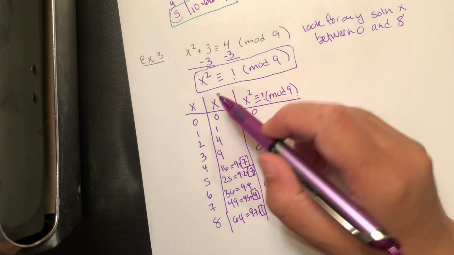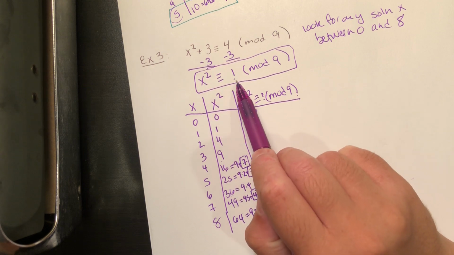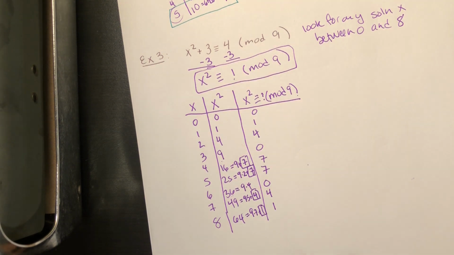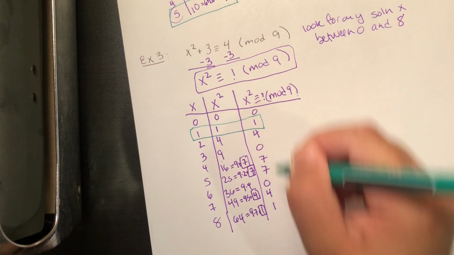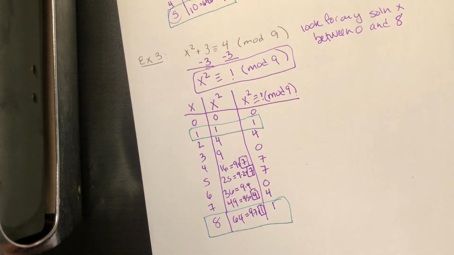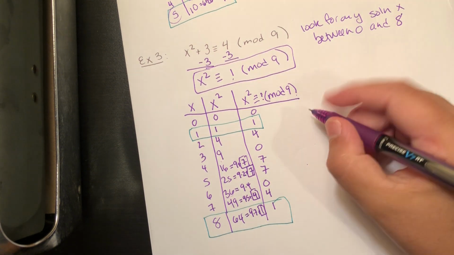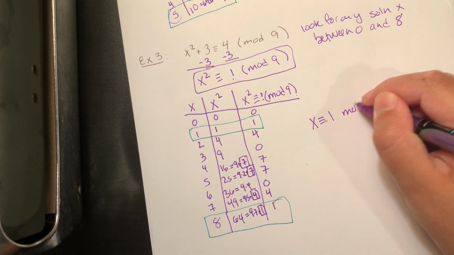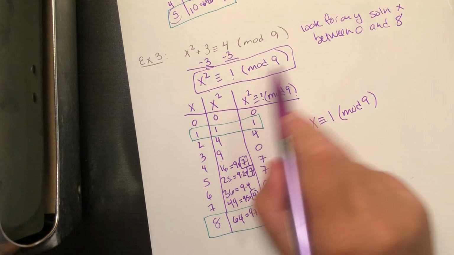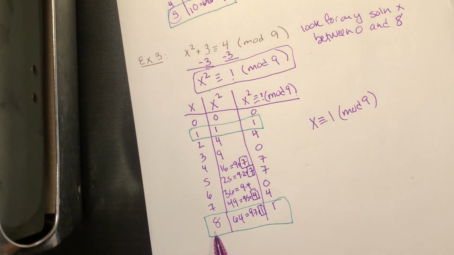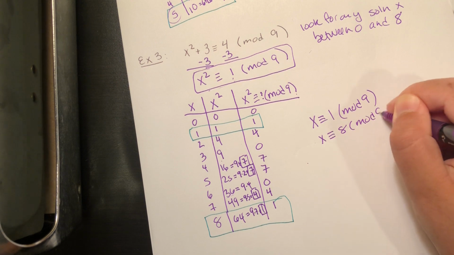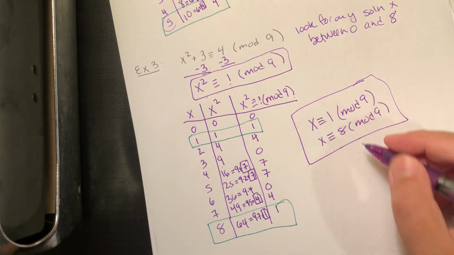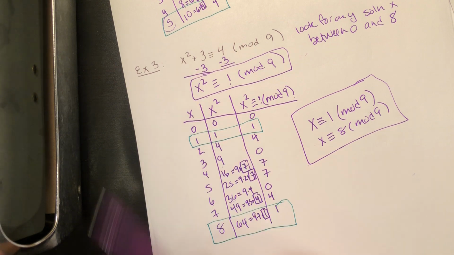Now remember, we're looking for any x values such that x squared is equivalent to 1 mod 9. So do we have any 1s in this last mod 9 column? We do. We have 1 here, but we also have 1 down here. And so when x is congruent to 1, we have that x squared is congruent to 1 mod 9. And when x is equal to 8, we have 8 squared is also going to be congruent to 1 mod 9. So any x value that's equivalent to either 1 or 8 mod 9 is going to satisfy this original equation up here.